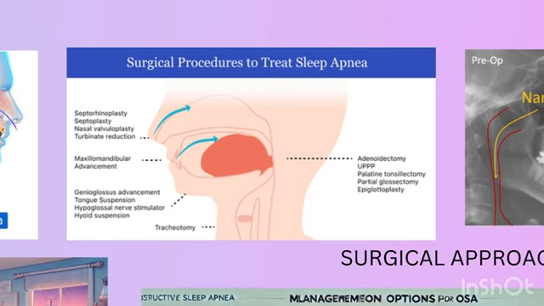Next, we're going to see the hypoglossal nerve stimulation. It is a procedure to implant a device that stimulates the hypoglossal nerve, causing the tongue to move forward during sleep and keep the airway open.